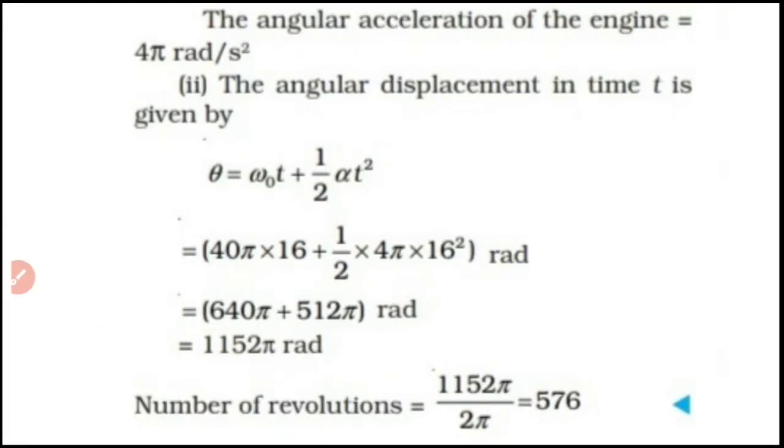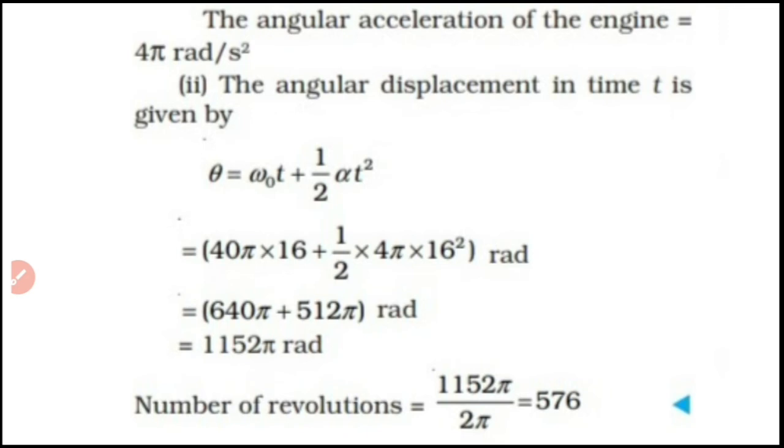In the next part, we have to find the total number of revolutions in 16 seconds. To find the total number of revolutions, first we will find the angular displacement in 16 seconds. We know that in one revolution, the angular displacement is 2 pi radian. So if you find the total angular displacement for 16 seconds, just divide it by 2 pi. That will give you the total number of revolutions. That's what we are doing.